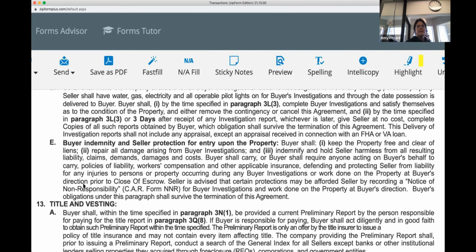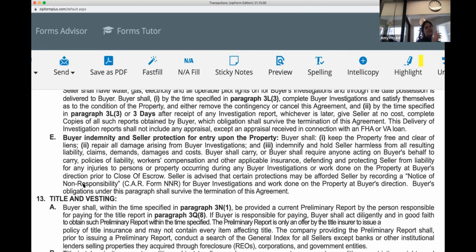Okay. E is buyer indemnity and seller protection for entry upon property, right? Buyer shall keep the property free and clear of liens, repair all damage arising from buyer investigations, and indemnify and hold seller harmless from all resulting liability claims, demands, damages, and costs. Buyer shall carry, or buyer shall require anyone acting on buyer's behalf to carry, policies of liability, workers' compensation, and other applicable insurance, defending and protecting seller from liability for any injuries to persons or property occurring during the buyer investigations or work done on the property at buyer's direction prior to the close of escrow. The seller is advised that certain protections may be afforded to seller by recording a notice of non-responsibility, that's your CAR form NNR, for buyer investigations and work done on the property at buyer's direction. Buyer obligations under this paragraph shall survive the termination of this agreement.